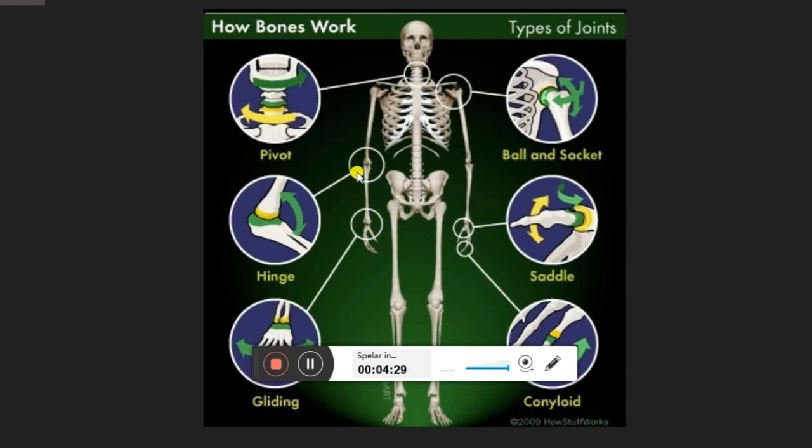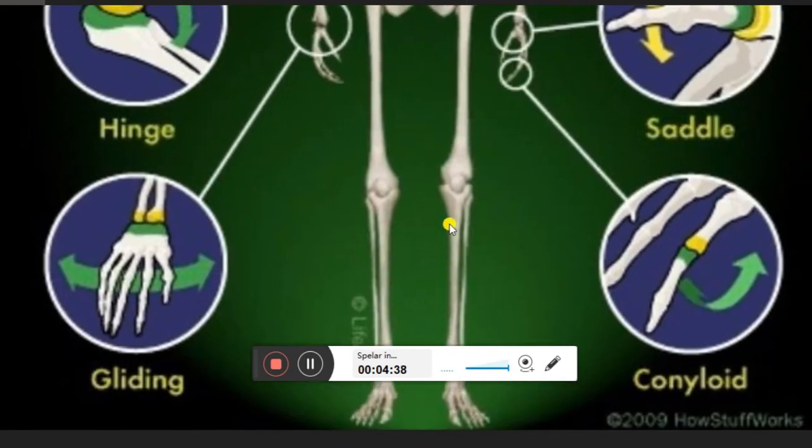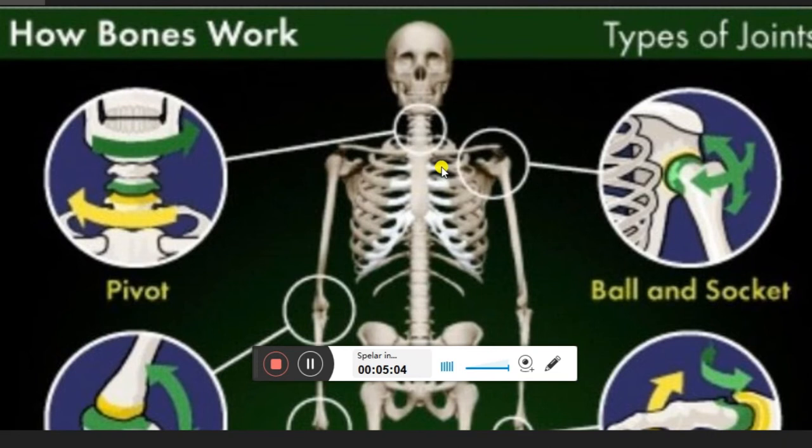Then another one is the gliding joint. In this case you can see that the bones slip over each other because of the joints. These joints allow movement in all directions, as the bones slide over each other. They are found in the wrist, the ankles, and also the spine. That's why you are able to bend and move your body, just because of the gliding joint.